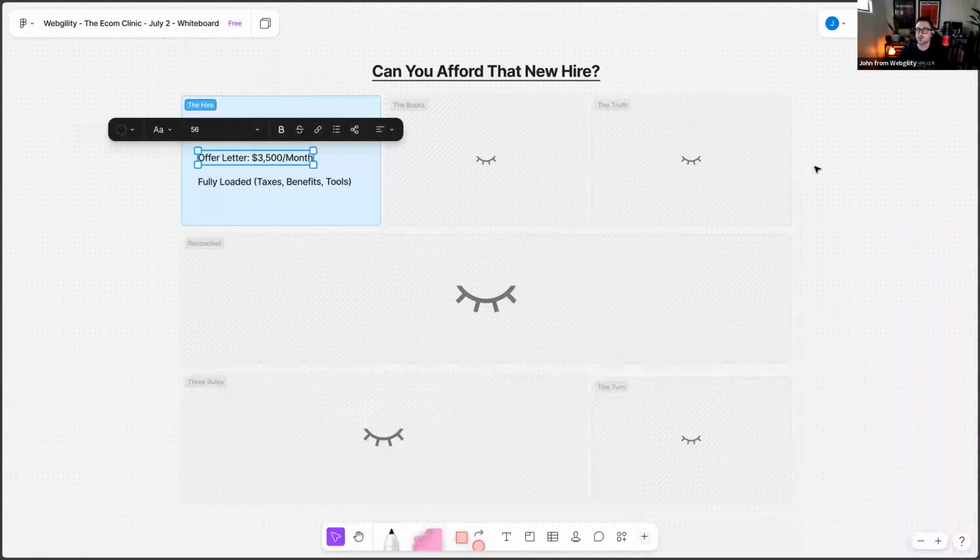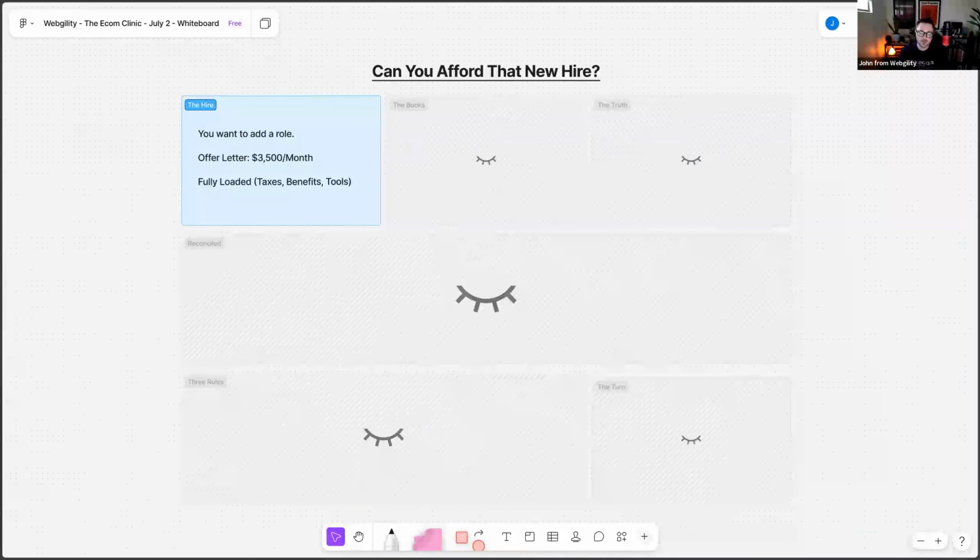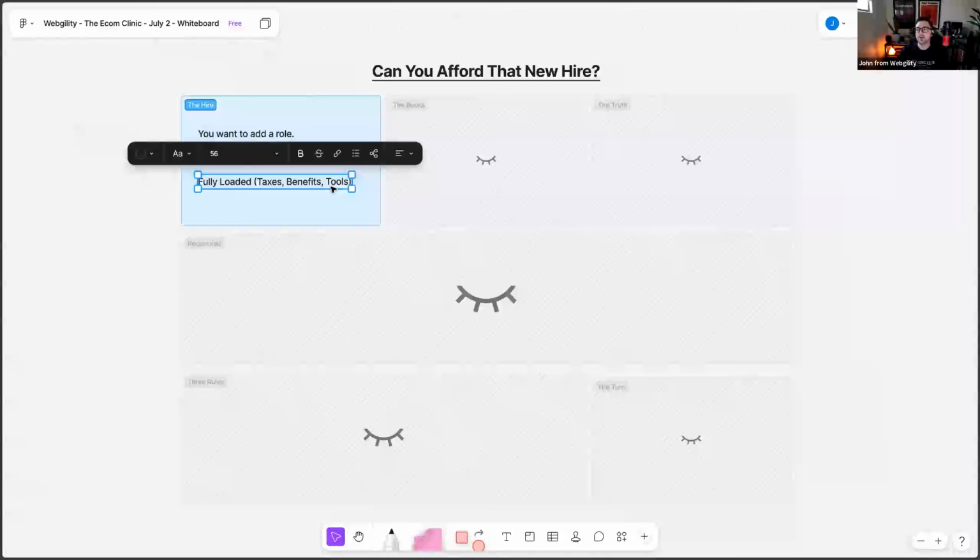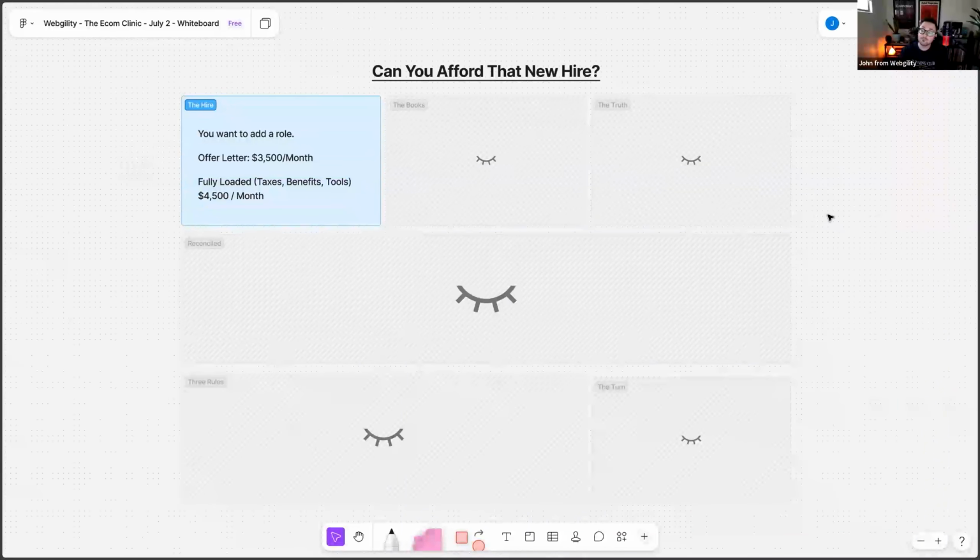Nothing crazy, generally an entry level sort of position here. But the fully loaded cost, with taxes, benefits, and tools, you've already done the math, right? That comes out to, we'll say, $4,500 a month. So a little bit more expensive when you include all the things that need to be included when you hire that person, right?